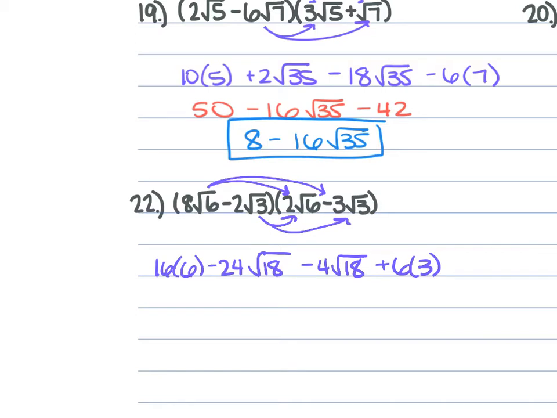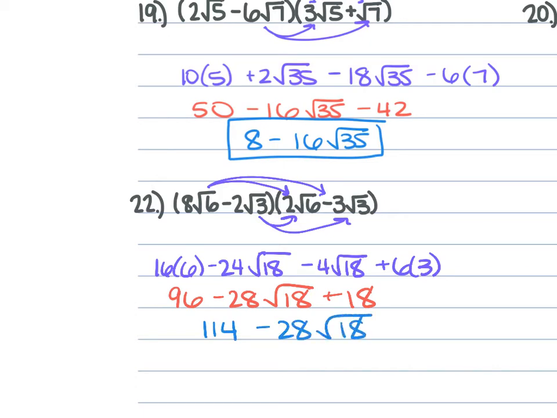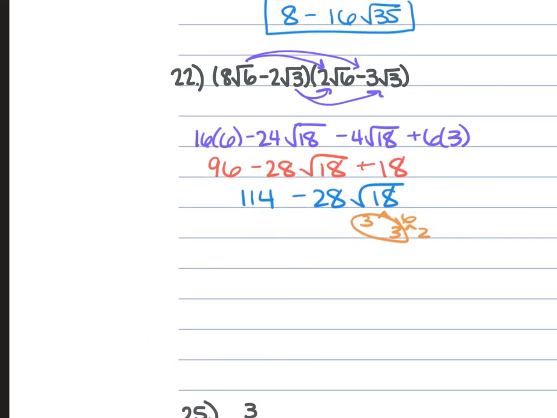So, simplify. The 16 times 6 is going to give us 96. The negative 24 minus 4 is negative 28 square root 18. And the 6 times 3 is 18. So 96 plus 18 is going to give us 114 minus 28 square root 18. That we have to simplify. The 18 is 3 and 6. The 6 is 3 and 2. So this 28 times 3 is going to give us 114 minus 84 square root 2.